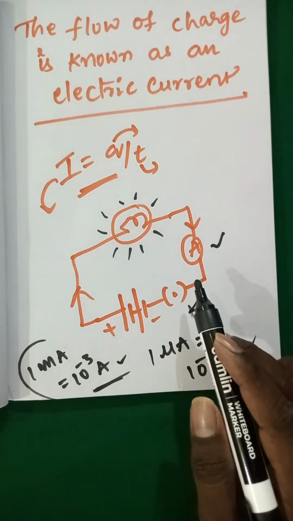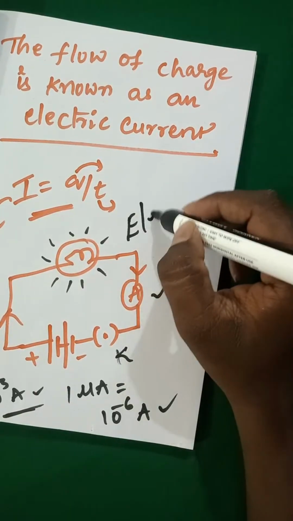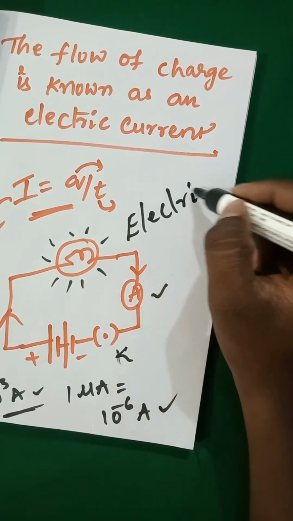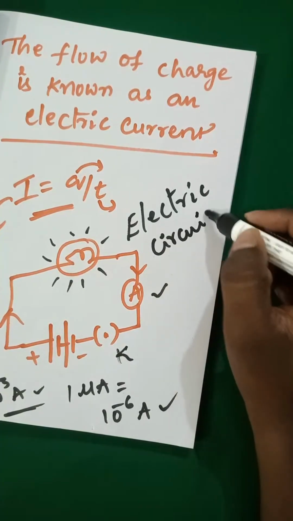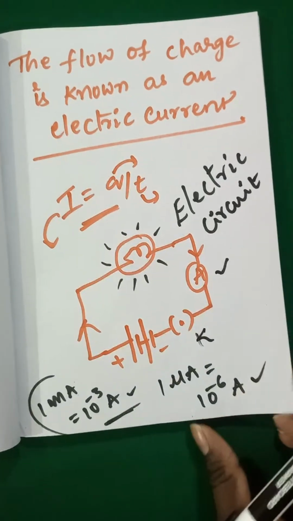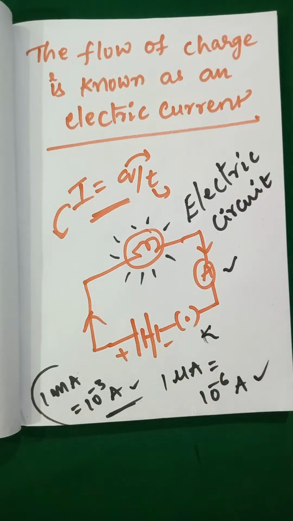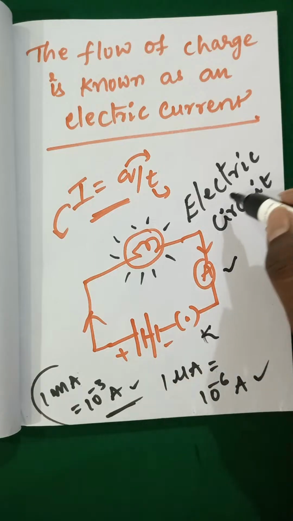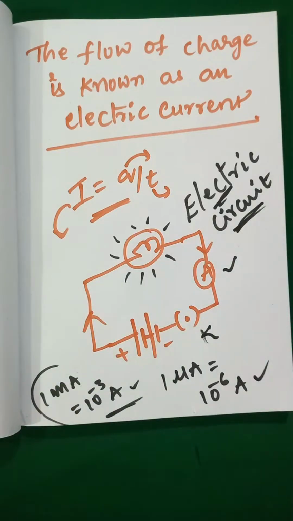So this is the electric circuit. An electric circuit: a closed and continuous path of an electric current is called an electric circuit. Right? Yes.